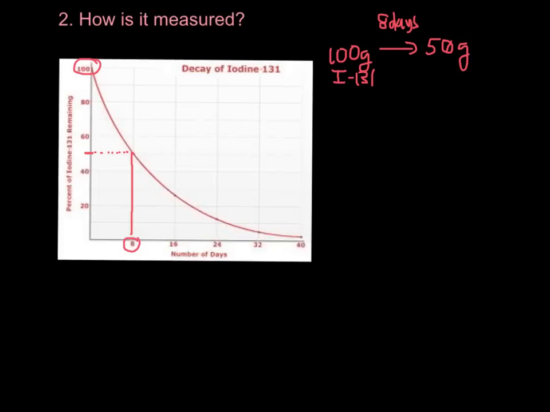So that means that the half-life of iodine 131 is 8 days. If I were looking at the half-life, which we call, by the way, T1/2, that's how you abbreviate that, of iodine 131, it is equal to 8 days. So how much iodine 131 do I have left after 8 days? 50 grams.